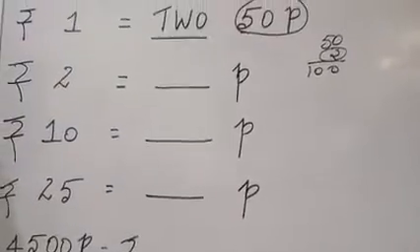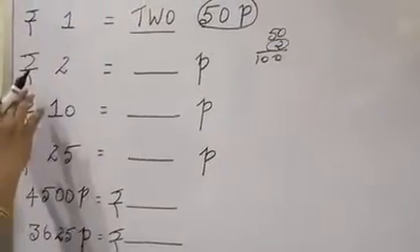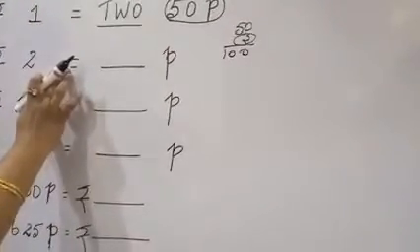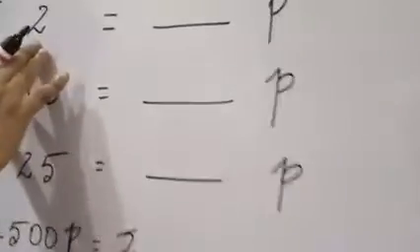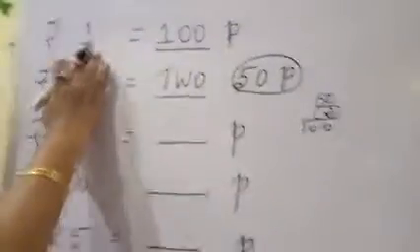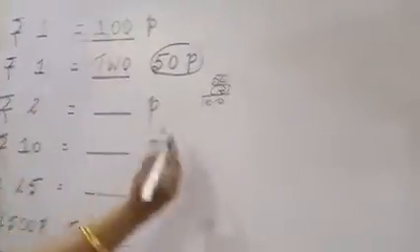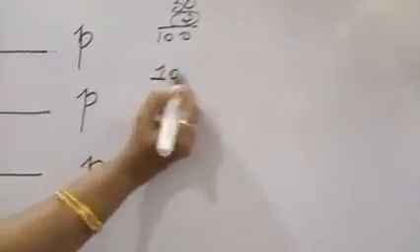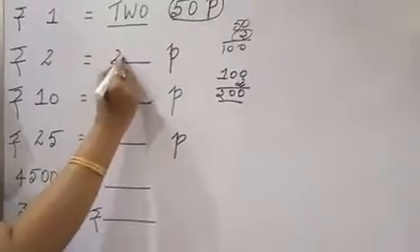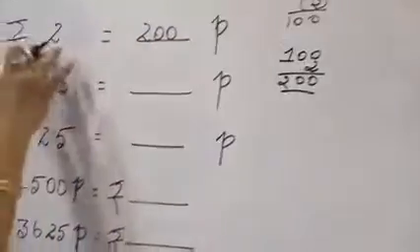Is it clear? Yes. The next question: rupees 2 is equal to how many paise? See, children, rupees 1 contains 100 paise. Therefore, 100 multiplied by 2. So what do you get? 200. So 200 paise in rupees 2.